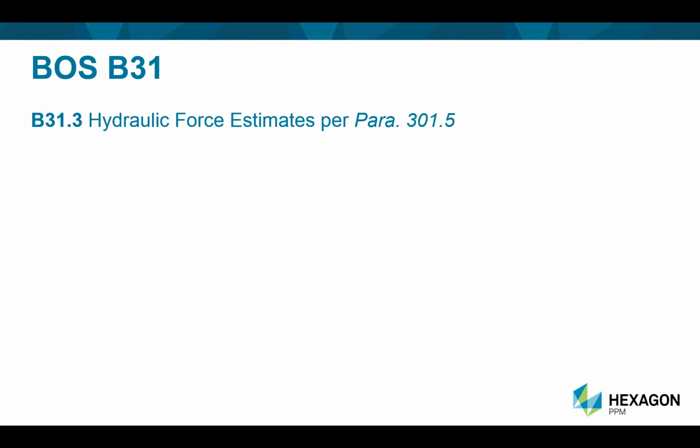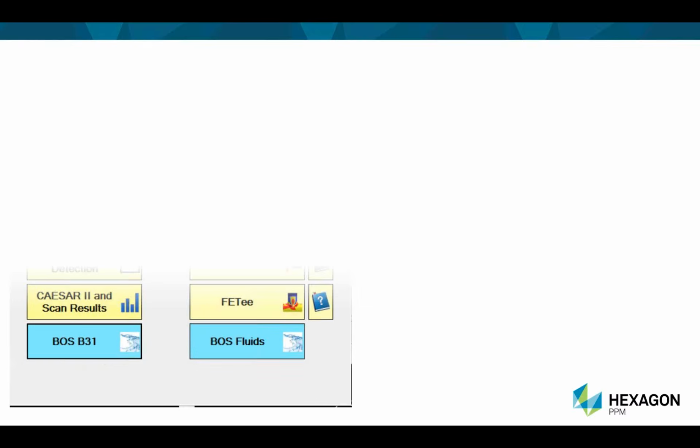So I'm going to give you a brief overview in the next 5 minutes or so, and then we'll wind up with questions, on the new BOS B31 utility that's going to be made available in the next couple of weeks. It's not only to address this, but one of the references is the B31.3 paragraph 301.5, which I'll come to in a moment, which talks about hydraulic force estimates and particularly vibration.